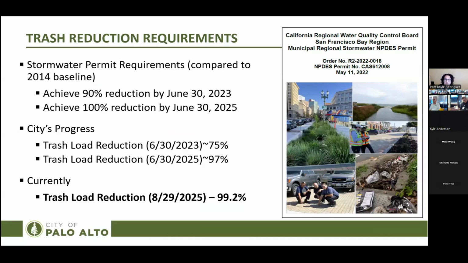So the stormwater permit, a couple of versions ago, required that we reduce trash by 100% or as close to it as possible compared to a 2014 baseline. So there was an evaluation of how much trash we had in the city and where we had it, and there was a map made, and based on those numbers, we had to reduce trash by 100% compared to 2014. So over the years, we've been trying to work on that. The MRP had required that we reduce by 90% by 2023 and by 100% by 2025.